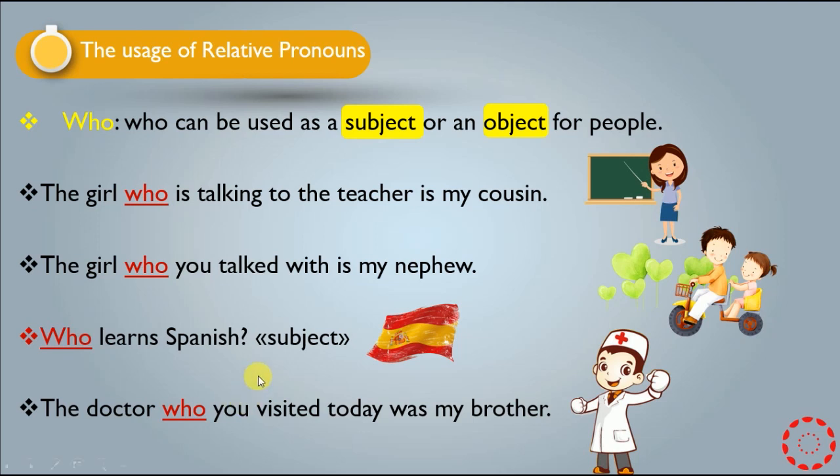Why do we use relative pronouns? In order to get rid of repetition. I'm not going to say the doctor or the doctor again. Instead of that repetition of the doctor, I'm using who, which refers to the doctor.